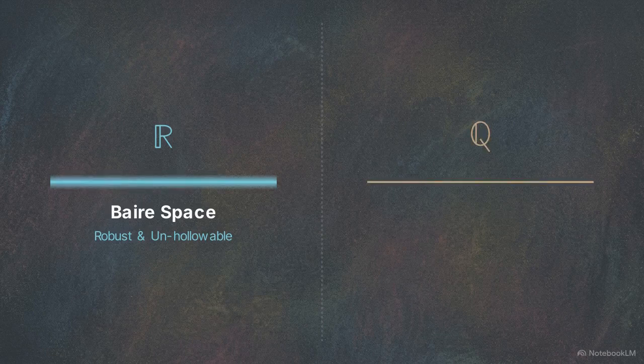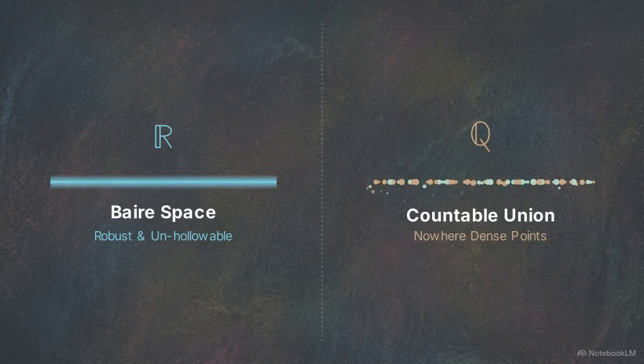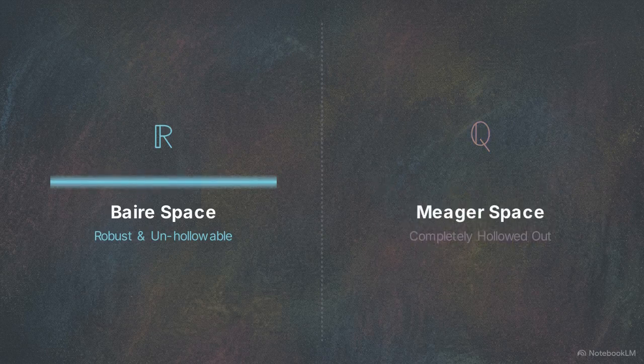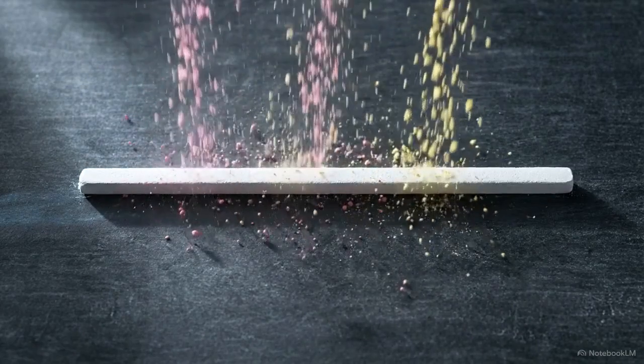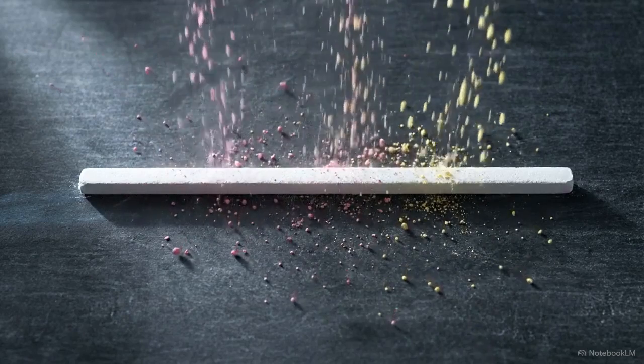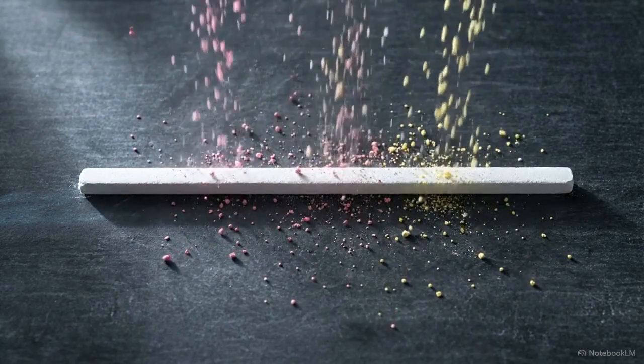Compare this to the rational numbers. Because the rationals are just a countable union of points, they can be completely hollowed out. They do not possess the structural integrity of a Baire space. The Baire Category Theorem guarantees our complete spaces are indestructible. They cannot be exhausted by a countable sequence of nowhere dense dust.